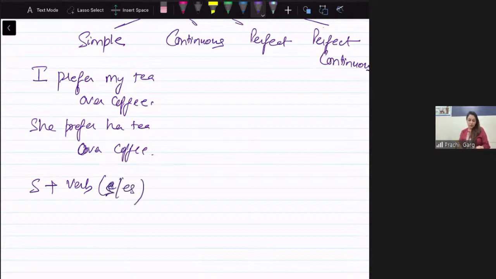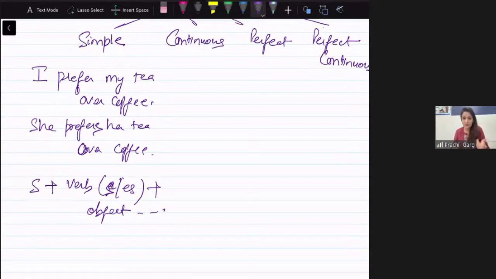So like she prefers, right? If it will be plural, then we will just use prefer. They prefer, she prefers, plus the rest of the object or rest of the sentence will follow. Clear? Prepositional phrase or direct object, indirect object, whatever is there will follow thereafter. But what you need to take care of is how you use the verb in simple present.